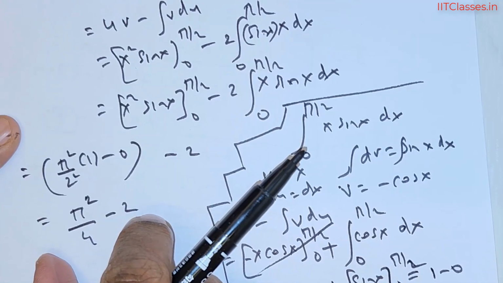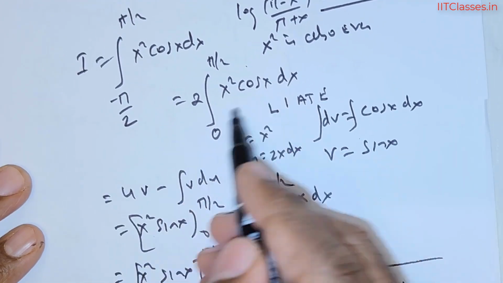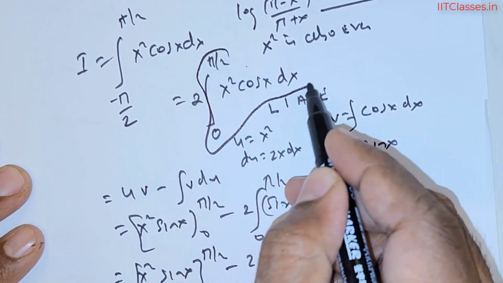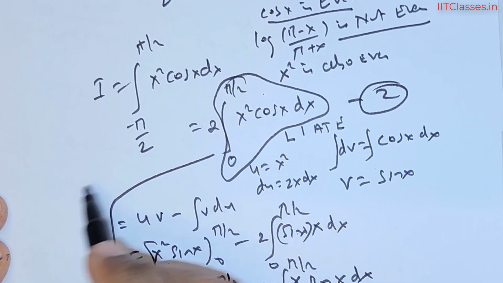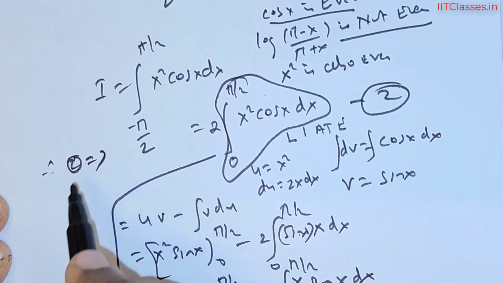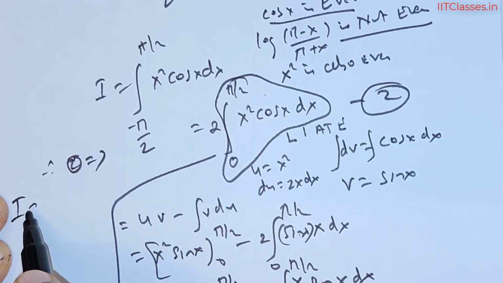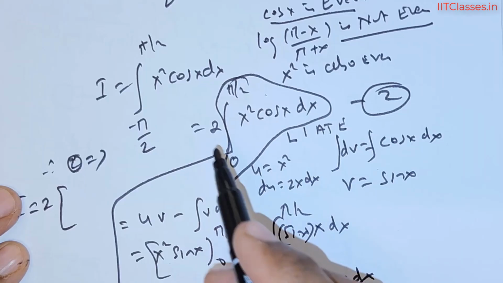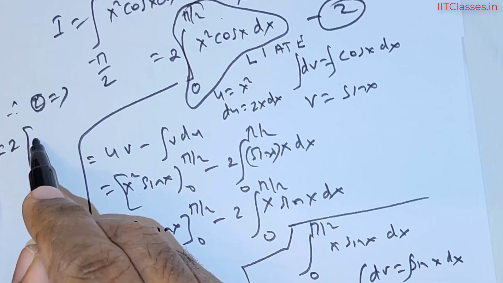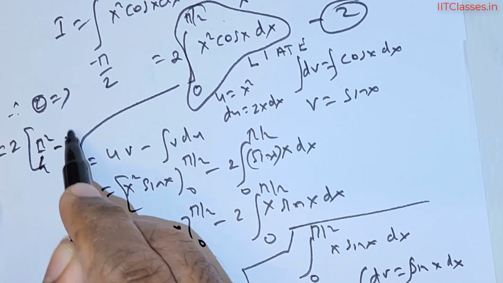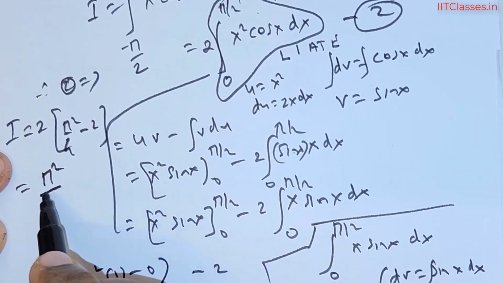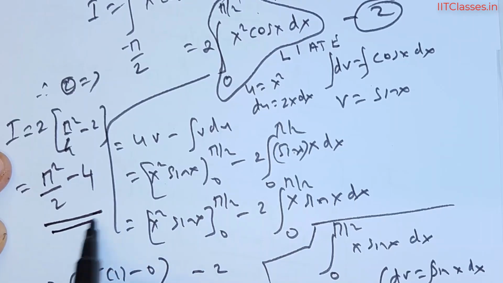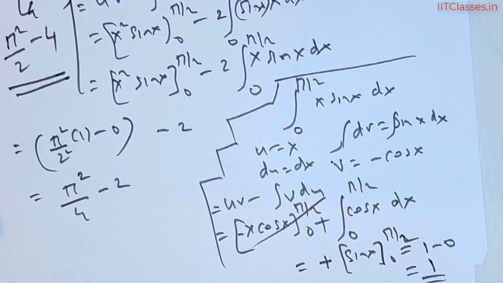So this quantity has been obtained because I considered this quantity. Therefore, I can be rewritten as 2 times, substituting this, pi squared over 4 minus 2. When I distribute the 2, I get pi squared over 2 minus 4. So this is the solution for this beautiful question.